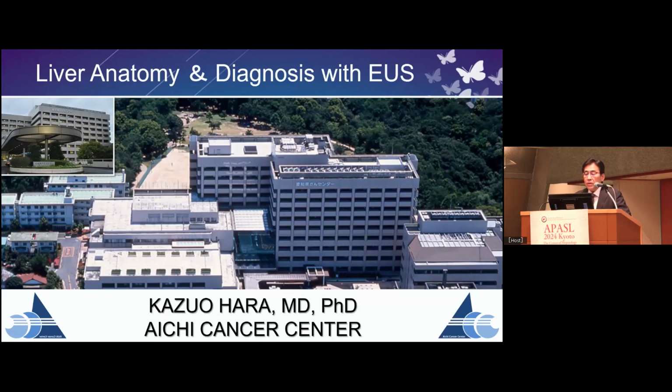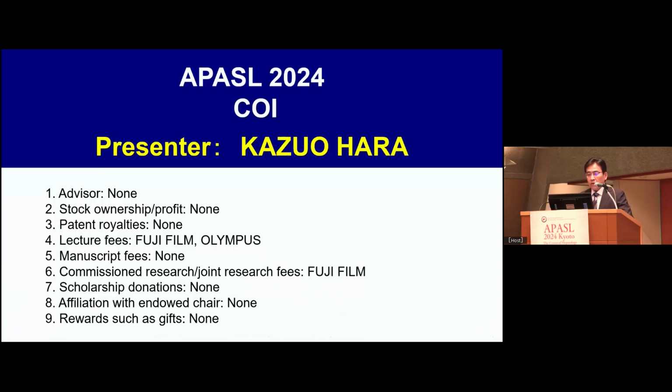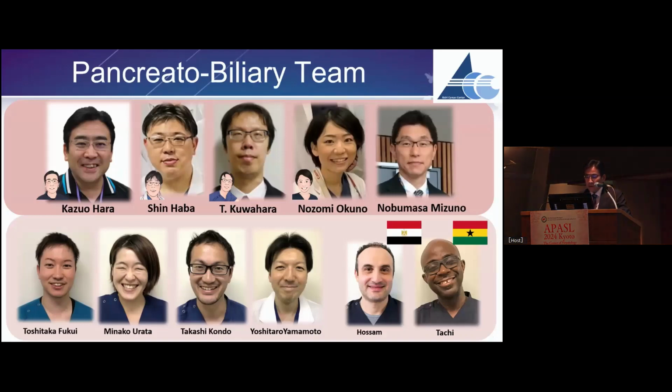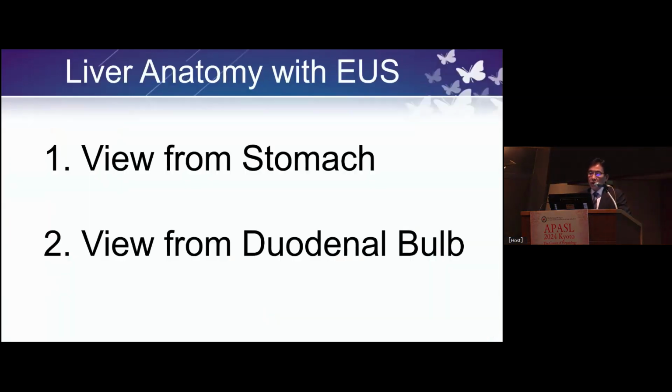My topic is the liver anatomy and diagnosis with EUS. So from that, I will just introduce the liver anatomy by my procedure. Okay, this is the COI. These are my colleagues. Thank you to my colleagues. So for liver anatomy, I recommend following the vessels, following the artery and the portal vein. This is very easy for understanding the liver anatomy. So at first I will describe it from the stomach view, and second from D1.